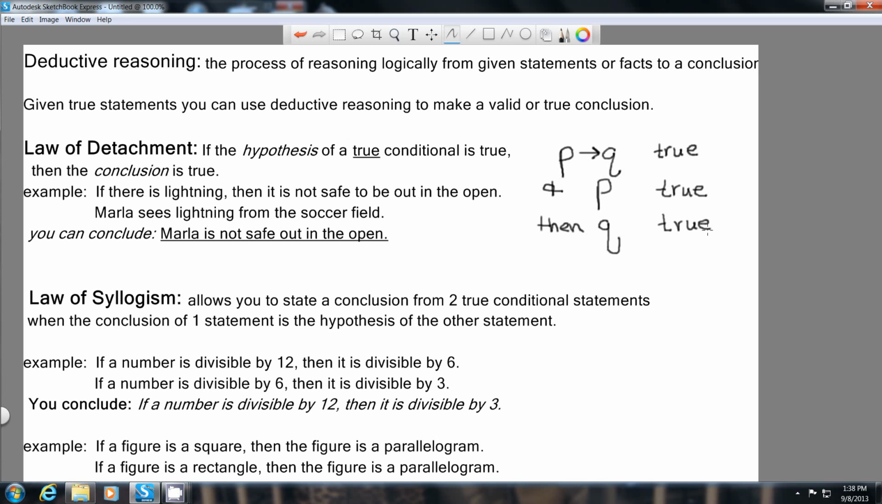Sometimes it's easier to not look at all the words and just recognize them as P's and Q's. Let's look at this and see. For an example, if there is lightning, then it is not safe to be out in the open. Marla sees lightning from the soccer field. In our conditional, there is lightning is our P, our hypothesis. It is not safe to be out in the open is our Q, the conclusion. Together, it's a true statement. If there is lightning, then it is not safe to be out in the open.